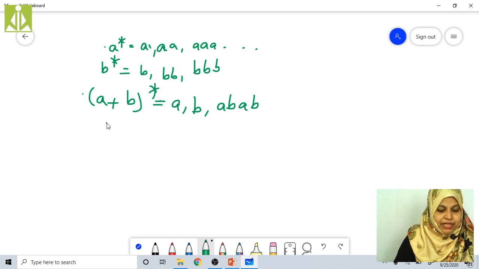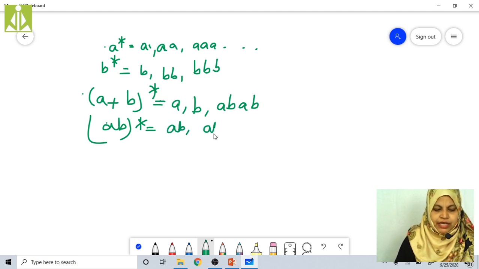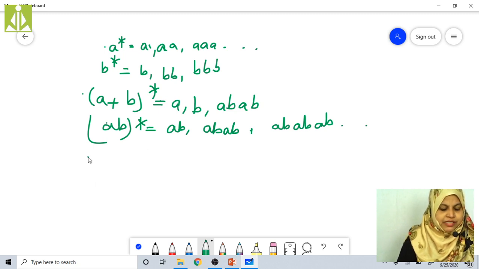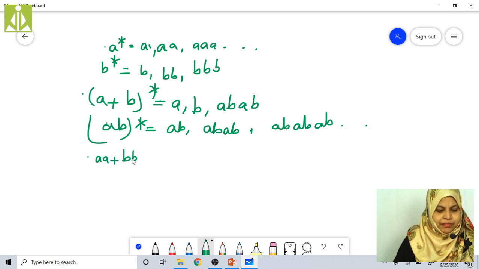Next, (AB) whole star means it must consist of either empty string or AB, right? Next is AB in this format it should be, right? Next is (AA plus BB) whole star.